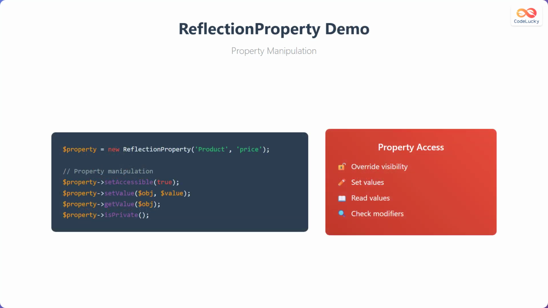Let's explore ReflectionProperty with a demonstration. Here, we delve into property manipulation using ReflectionProperty. Using setAccessible, we can override the property's visibility. setValue allows us to set the property's value, and getValue retrieves the property's value. isPrivate checks if the property is private. Property access is illustrated through overriding visibility, setting values, reading values, and checking modifiers.